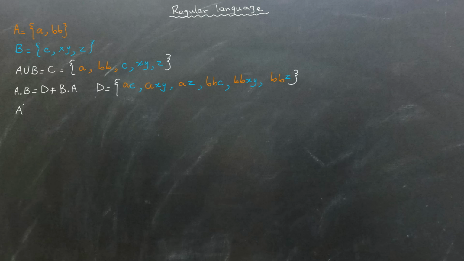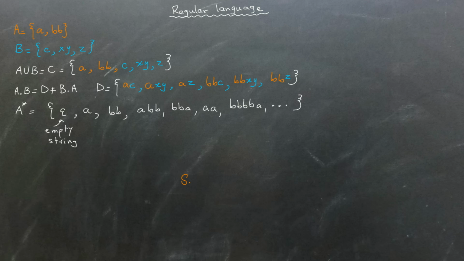Finally, the Kleene star of a regular language, such as A, is also a regular language. It will include the empty string, all the strings from language A, which are A and BB, and all the combinations of these strings, such as ABB, BBA, AA, BBBB, and so on. In summary, we have seen how we can create a new regular language by applying the union, Kleene star, and concatenation operations to existing regular languages.